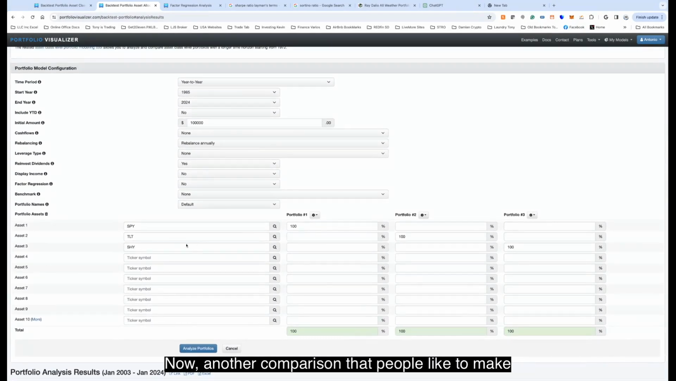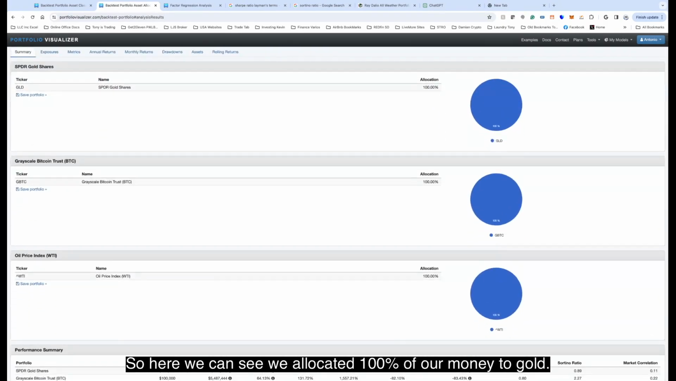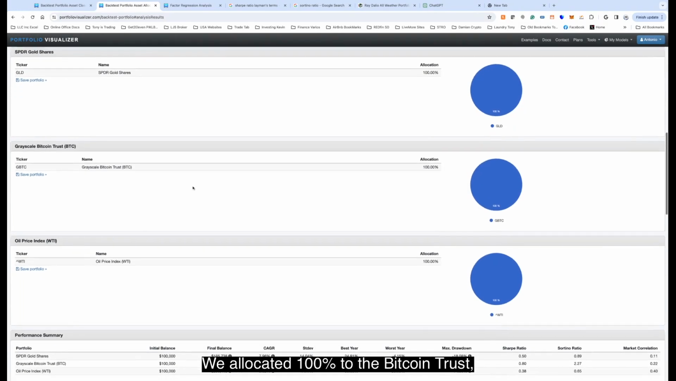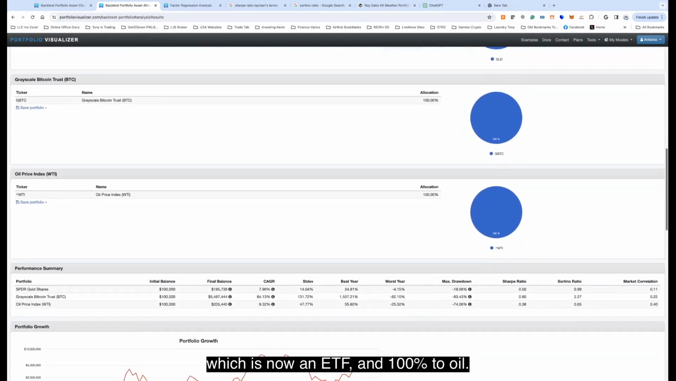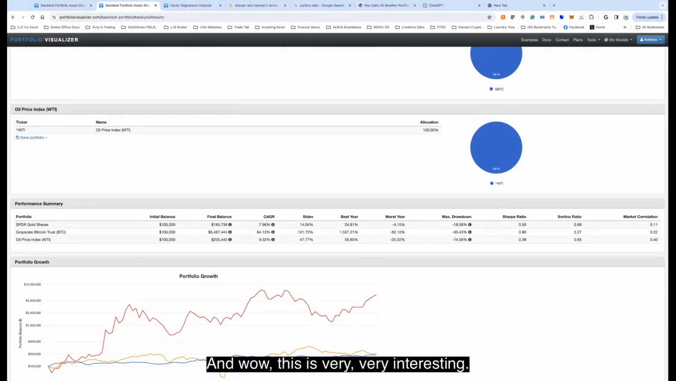Now, another comparison that people like to make all the time is to compare some commodities. What are the two most famous commodities? I would say gold and oil, and Bitcoin. Now, let's compare a portfolio based on alternatives: gold, Bitcoin, and oil. And let's see what happens. Here we can see we allocated 100% of our money to gold, 100% to the Bitcoin Trust, which is now an ETF, and 100% to oil. And wow, this is very, very interesting.